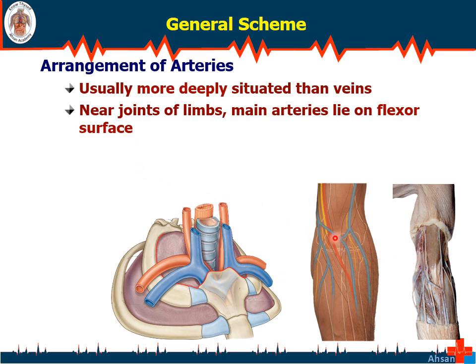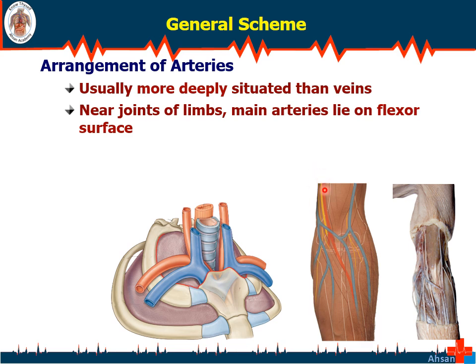Arteries near the joint lie close to the flexor surface. Flexor surface means the joint bends at a point where the surfaces are coming closer. The extensor surface is where the surfaces are going apart. The movement which separates the surfaces is the extension. So the flexor surface is the anterior surface of the elbow joint.